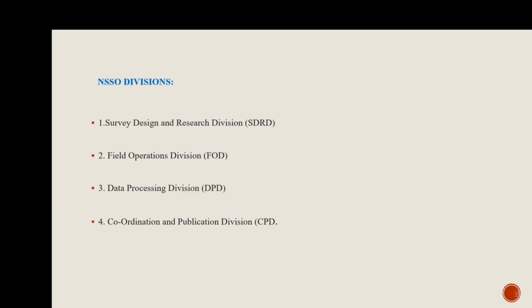There are 4 divisions. First one, survey and research division. Then field operation division, data processing division, and coordination and publication division. What are the 4 divisions of NSSO? Survey and research division, field operation division, data processing division, coordination and publication division.